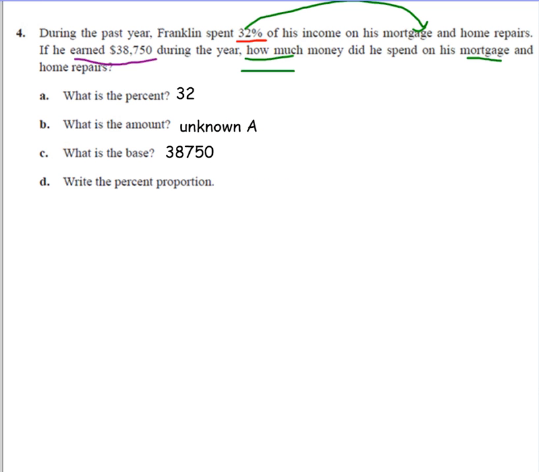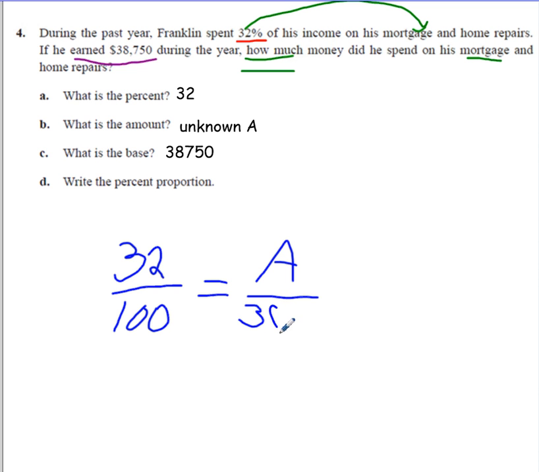So let's go ahead and do that now. We have 32%, so 32 out of 100 is the same proportion as our unknown value that represents our mortgage and home repairs costs out of the total, which was our 38,750. So there's the proportion that can be solved for this problem.